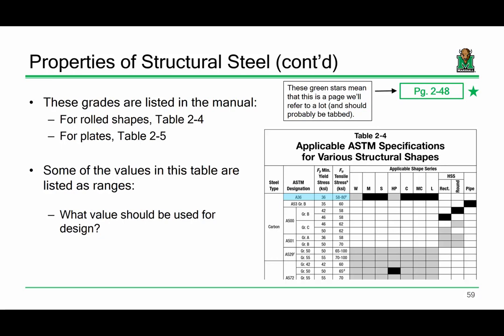Let's take a look at A572 Grade 50. What is the Fy and what's the Fu? 50 and 65. So if I give you a problem with an element that's made out of A572 Grade 50, what's the yield stress? What's the tensile stress? It's right there. All right? Now, what about A36? What's the yield stress? 36. What's the tensile stress? It's a range, so it's 58 to 80.